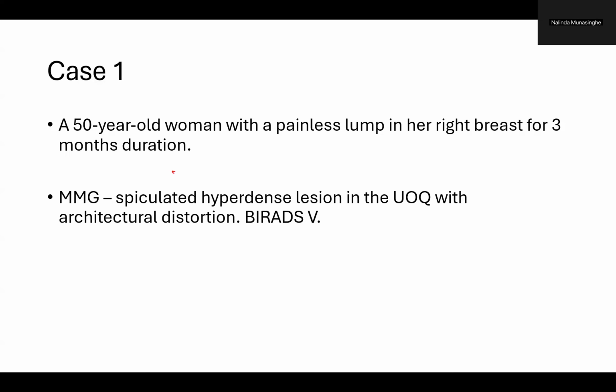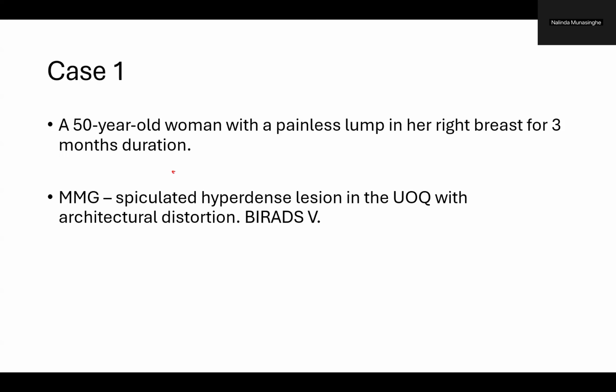1 and 2 is normal breast. 3 is suspicious, but more towards benign. 80% will be benign. 4 is suspicious, more towards malignant. 80% will be malignant. 5 is malignant. And 6 is biopsy-proven breast malignancy. So there is a lot of information that you can gather with the mammogram.